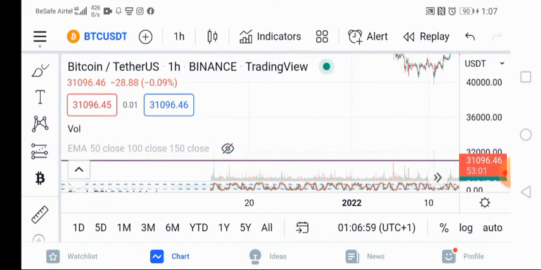I want to see the market making new highs, higher highs, before I confirm that, okay, this is what is happening, or those type of things.